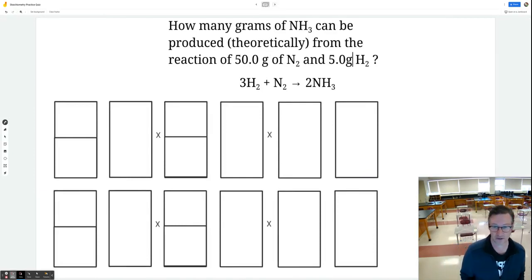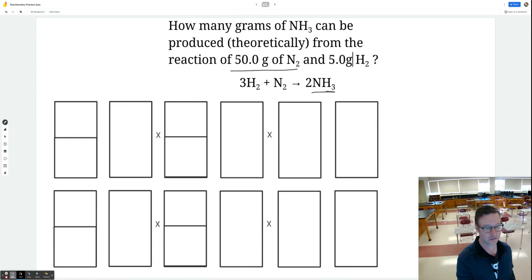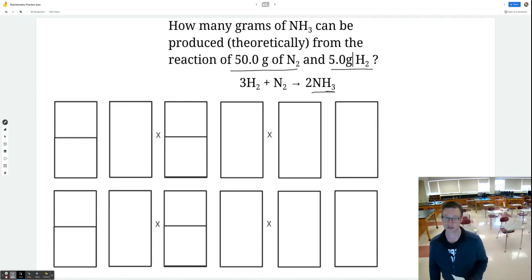All right, so how many grams of NH3, which is really the only product, could be produced theoretically, our theoretical yield, from 50 grams of N2 and 5 grams of H2? And you might say, well, obviously the 5 grams of H2 is going to run out first. You can't count on that because molar mass and mole ratios might make it so that actually the nitrogen runs out first. We'll see. So I'm going to run the calculation twice.